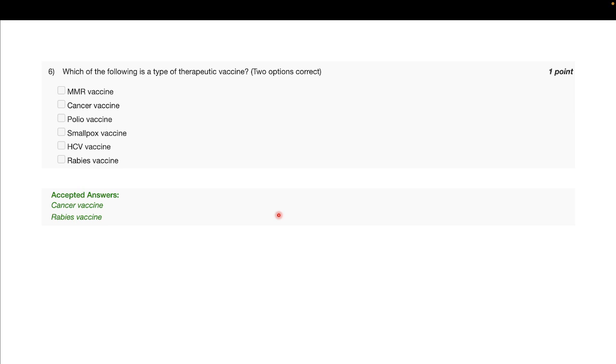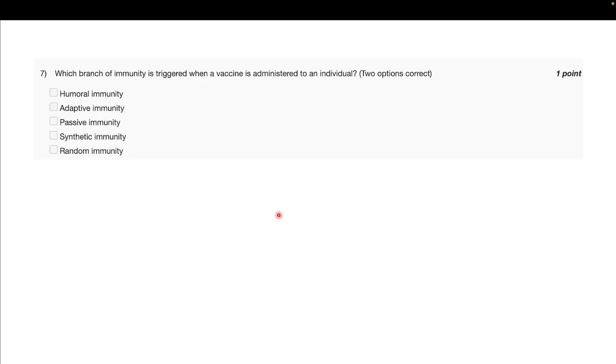Makes sense? Okay, I'll take the next question for discussion then. Next is, which branch of immunity is triggered when a vaccine is administered to an individual? Again, we have to choose two options from the list.